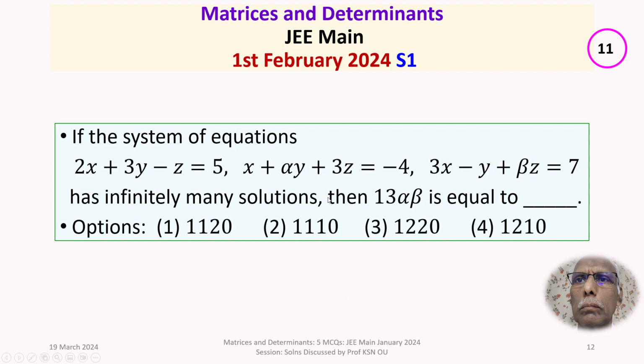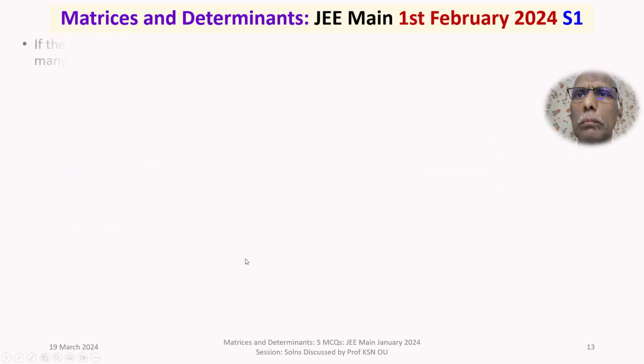It is precisely the same question what we have done just now. The last question just now we have done that question. In that 12 alpha plus 13 beta is how much? Such a question. And the same three equations, three unknowns, and involving alpha, beta, and this system is admitting infinitely many solutions. To find the value of 13 alpha beta. So precisely the same thing what we have done in the last one.